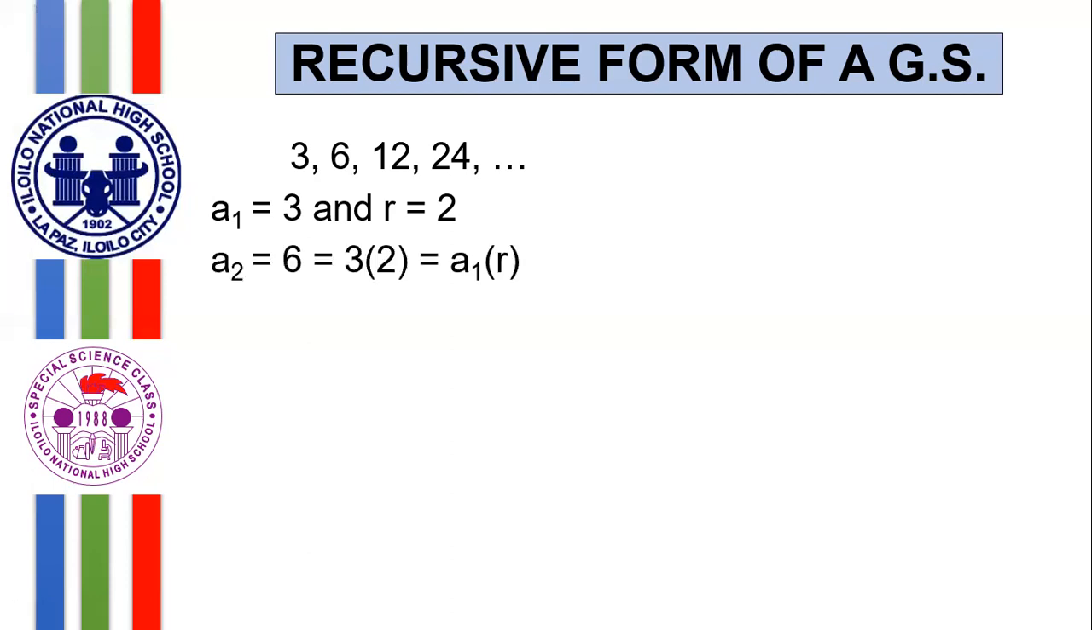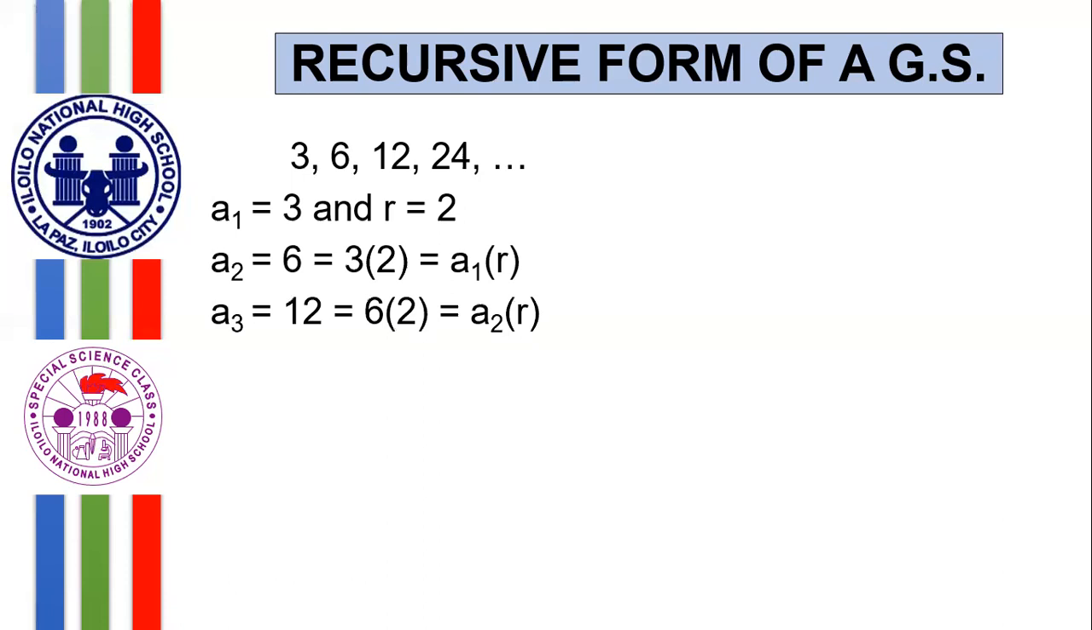You could see that the second term is 6. But we see that from the first term 3, we multiplied 3 by 2. That's why I expressed 3 times 2. And you could see that 3 here is the first term, so I replace 3 with a sub 1. And your 2 here is your common ratio, so I replaced 2 with r. So a sub 2 is equal to a sub 1 times r.